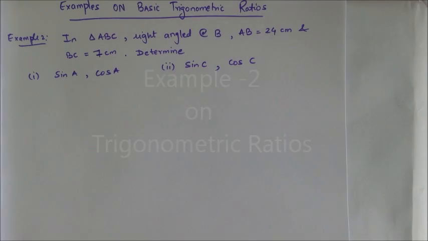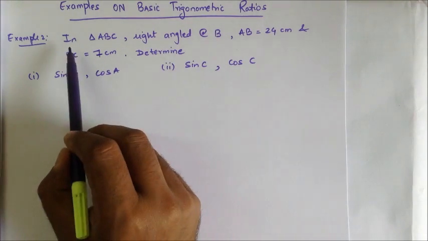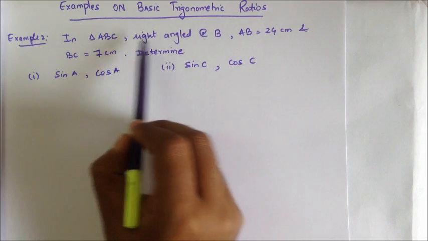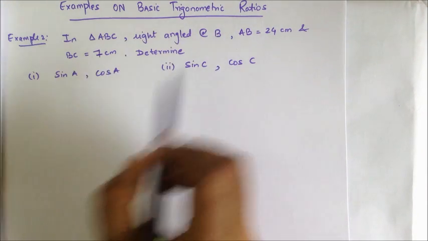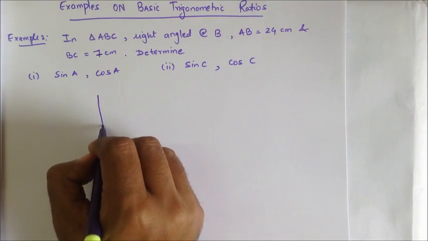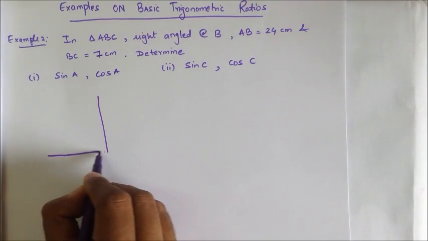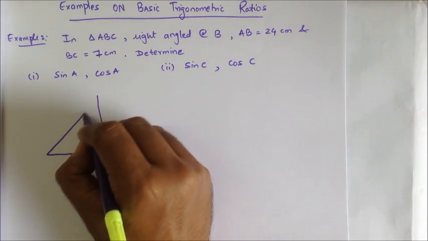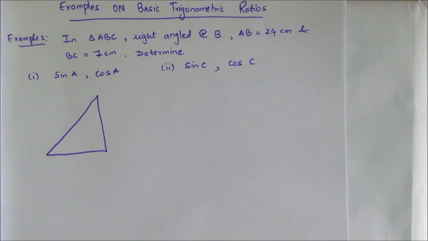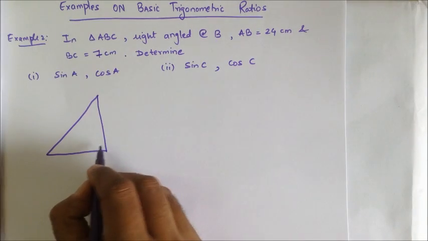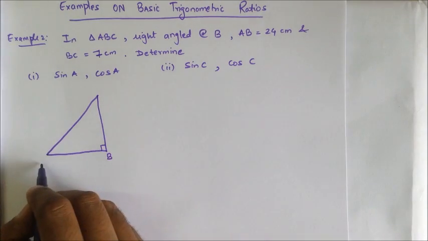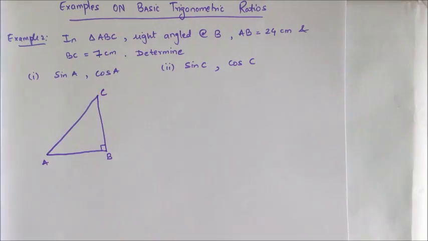Similar to this. In this it has been given that in a triangle ABC, right angled at B. So the diagram has not been given, hence I'll draw the diagram. So we have to take a right angled triangle, right angled at B. So I'll name it ABC.